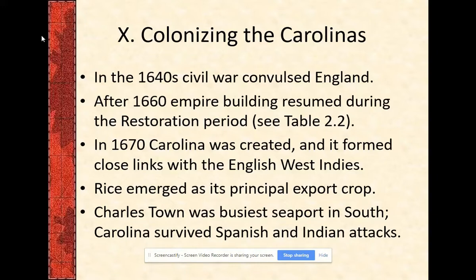Like Lord Baltimore, Charles gave proprietorship of Carolina to his political allies, whose intentions were to grow and export rice to feed the British subjects growing sugar in the West Indies. You can see here an example of mercantilism.